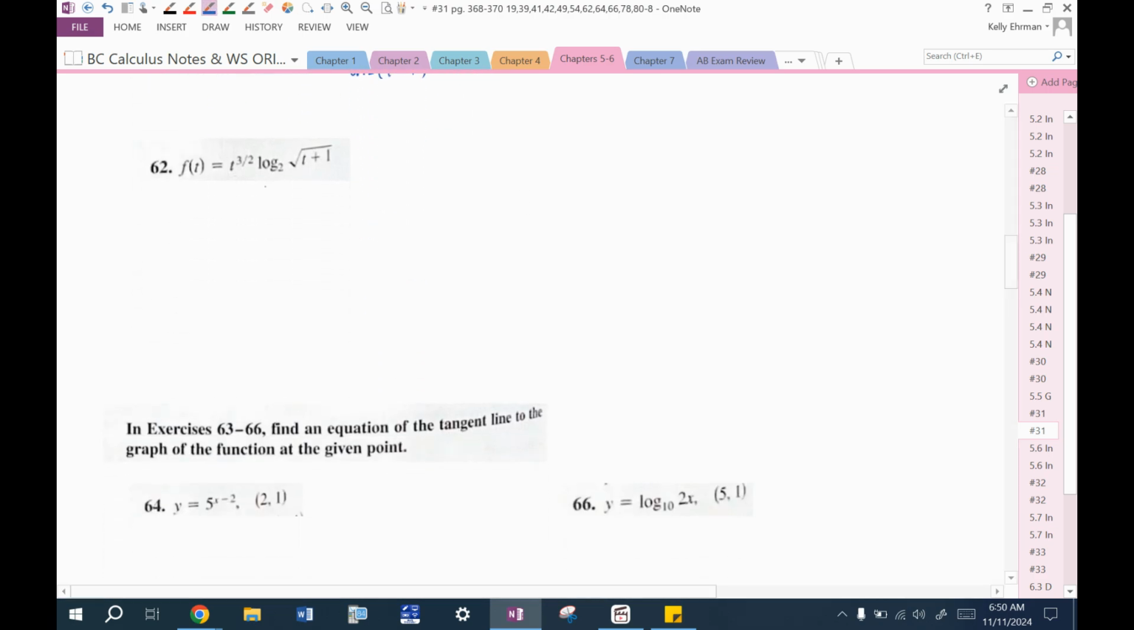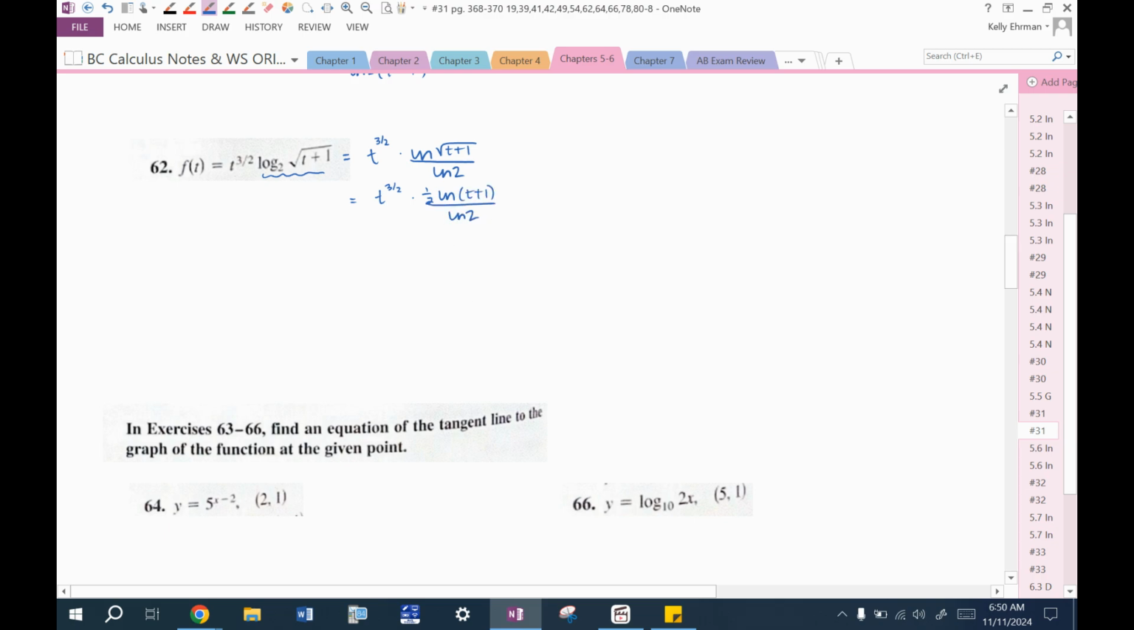Same thing with 54. We're going to need a product rule, but before we do that, we need to work on this log. So let's rewrite f of t. So t to the 3/2 has to stay. Let's make this times the natural log of the square root of t plus 1 over the natural log of 2. And then let's take care of this as well. So t to the 3/2 times 1/2 natural log of t plus 1 over natural log of 2.